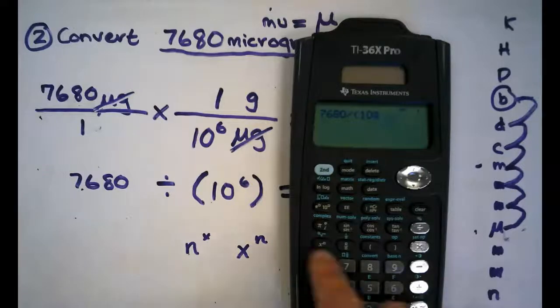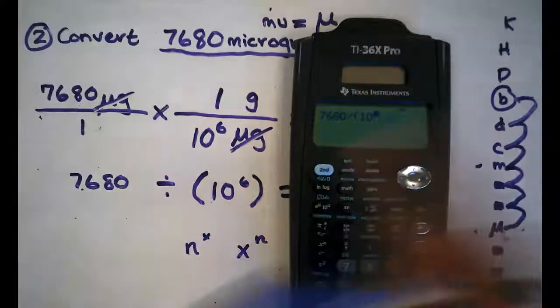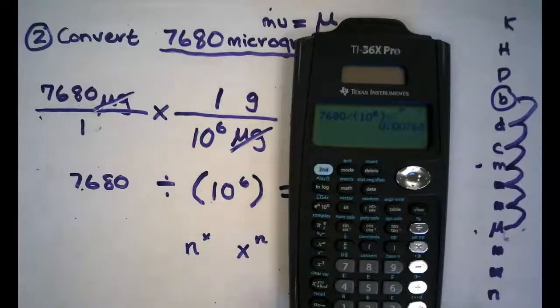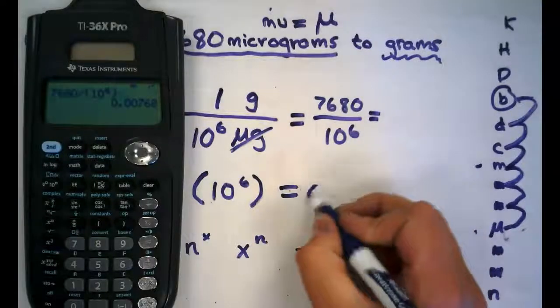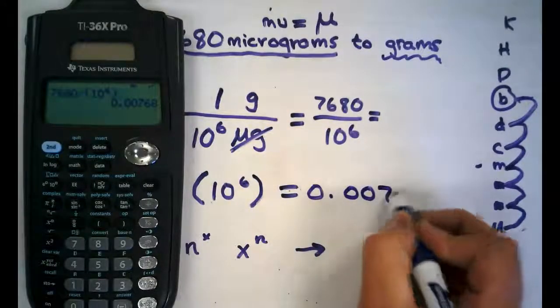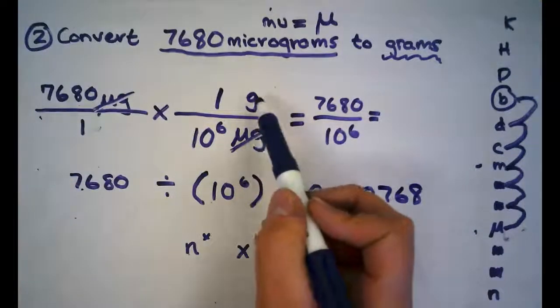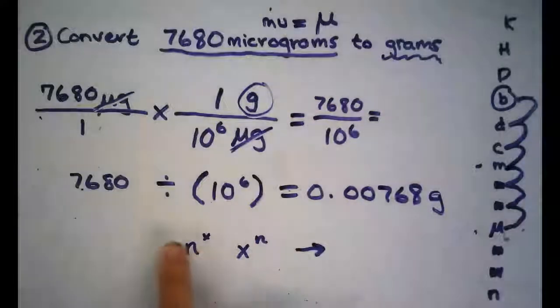hit the button that says x raised to, and then it has a square on it. Hit that button. It opens up that exponent. I put in 6, I use the arrow key to get out of my exponent, close my parentheses, and then hit enter. And as you can see, the answer to this problem was 0.00768. And my units, I come back up here, look at my units, I should have grams. So I'll put grams.